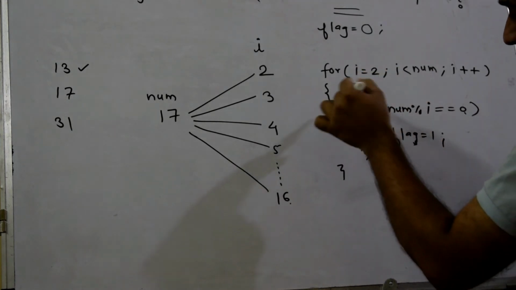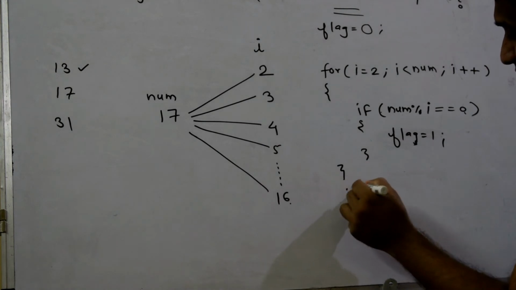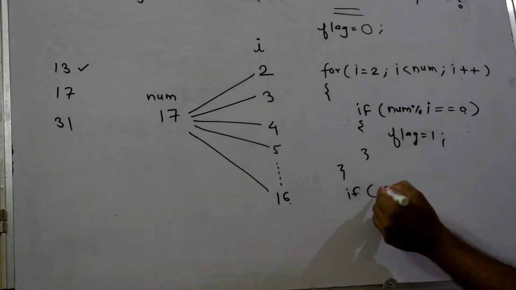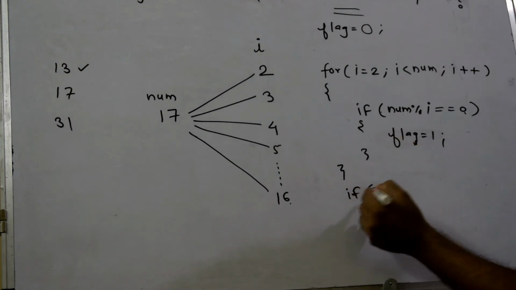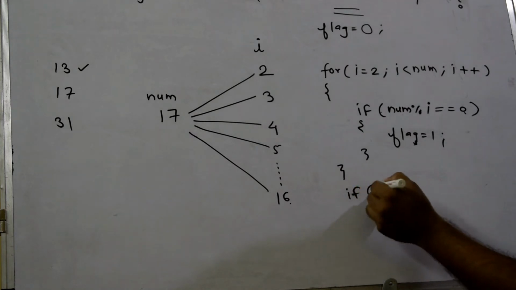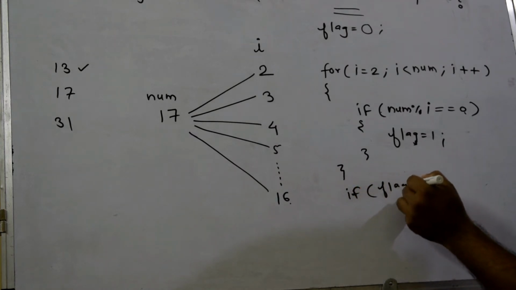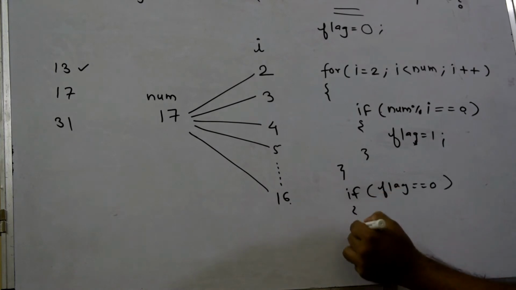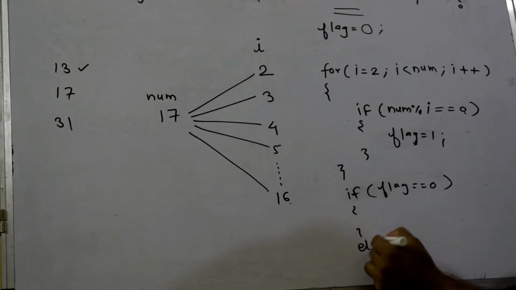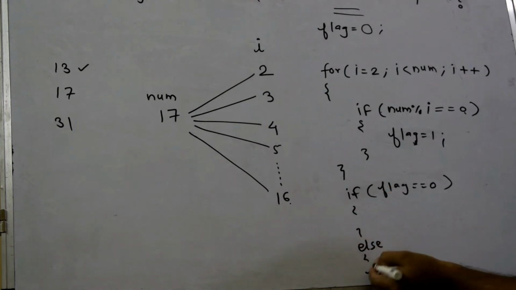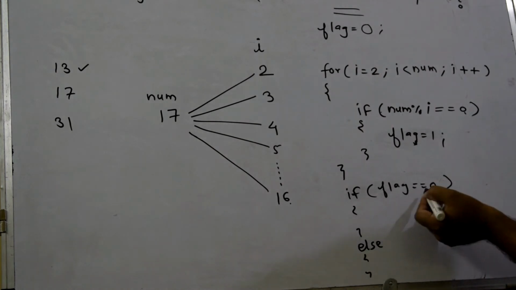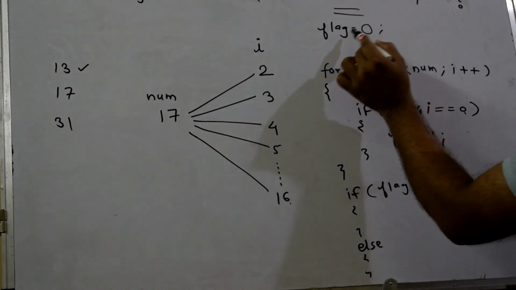So here outside the for loop you can check the flag value. That means here I will write if condition. Now here it will be if else. So if flag equals to 0, something I will write, and else I will write something else. So if flag value is 0, that means what? Flag value is initially 0.